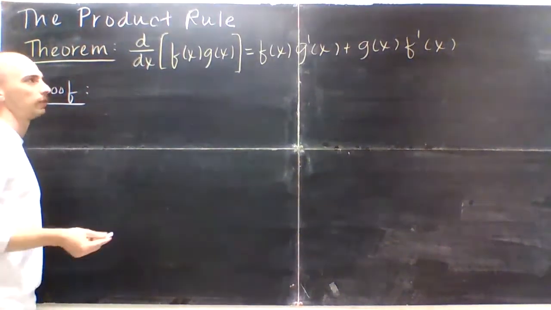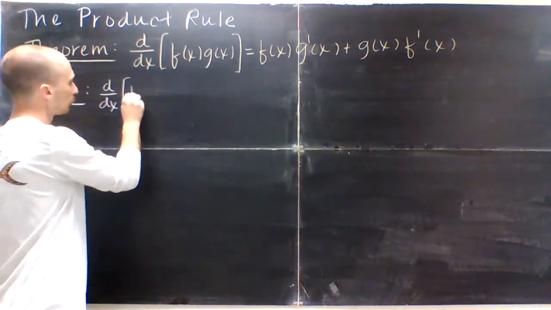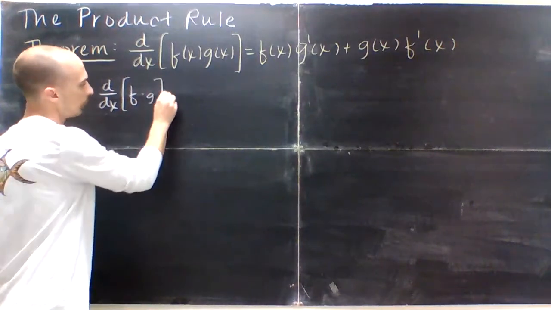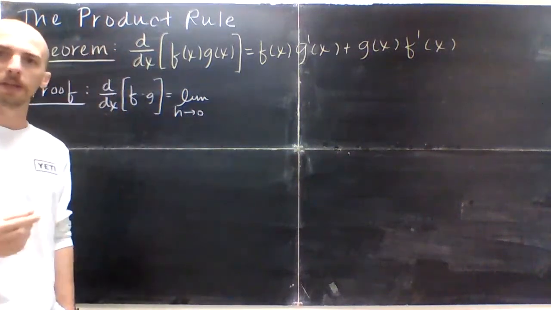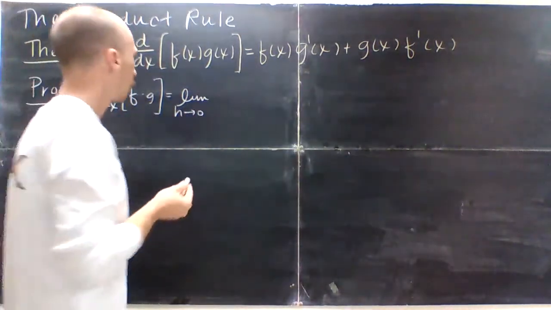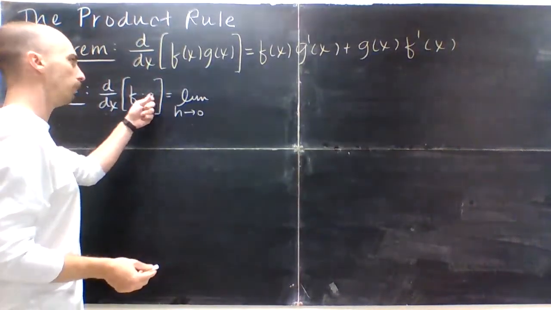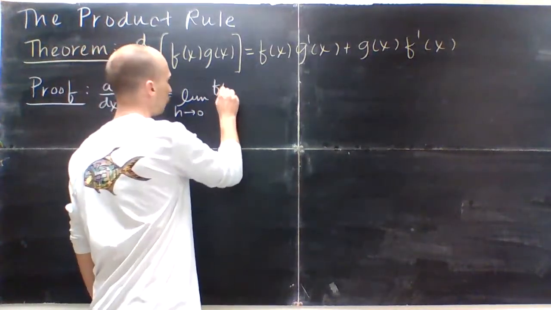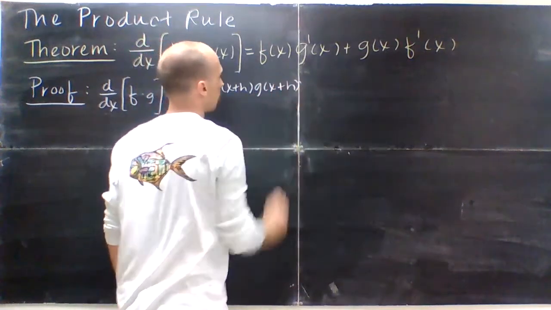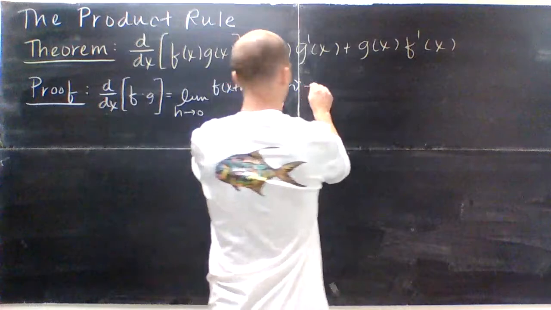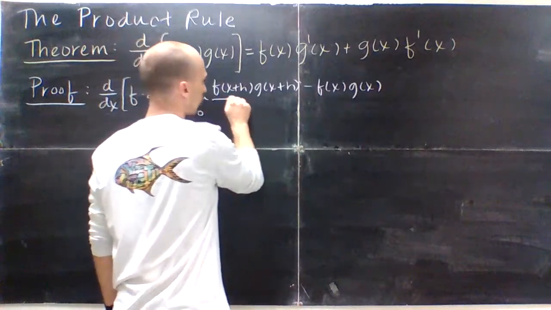So remember that the derivative that I'm interested in finding is the limit as h approaches 0. Really, it's the limit as run goes to 0 of rise over run. The rise would be what happens when I bump up x by h. So f of x plus h, g of x plus h, minus f of x, g of x, all divided by h.